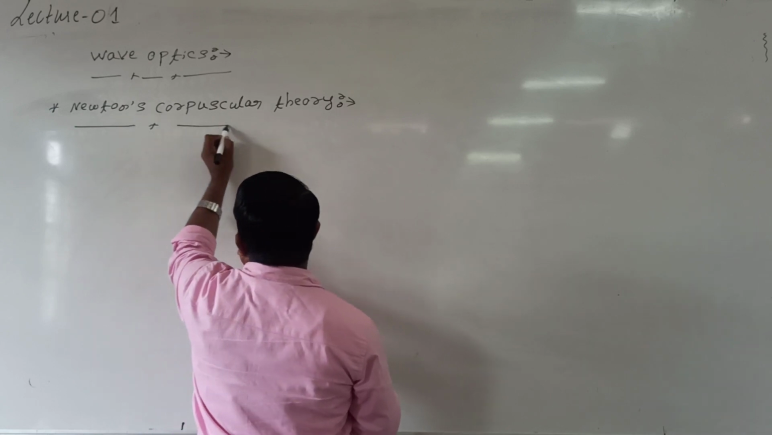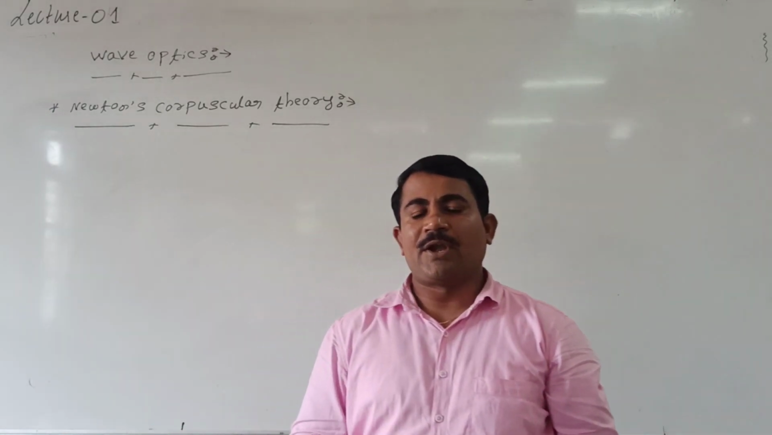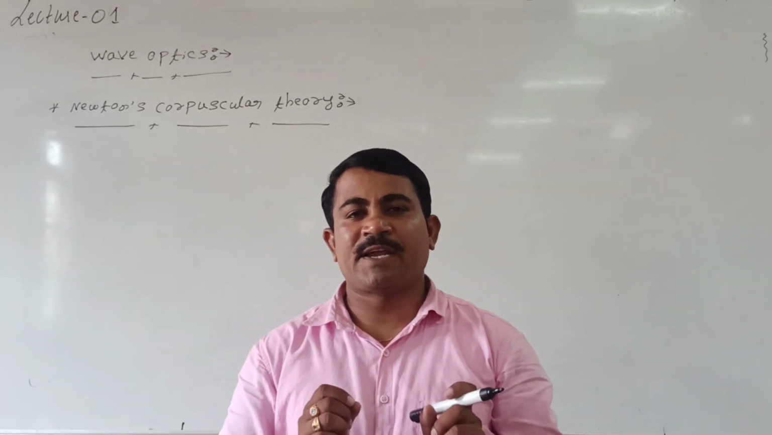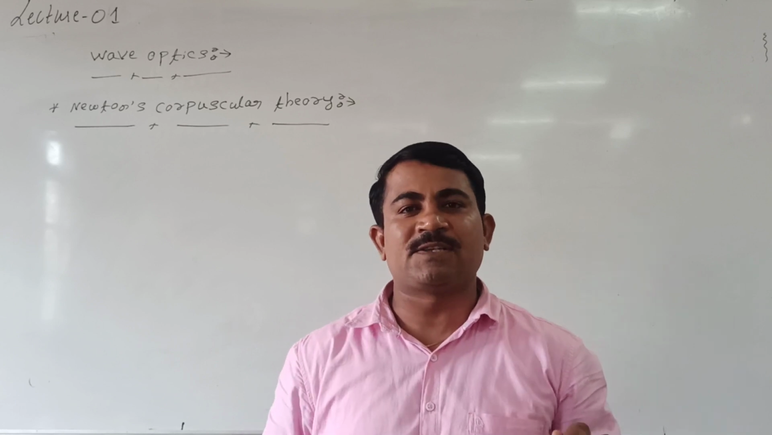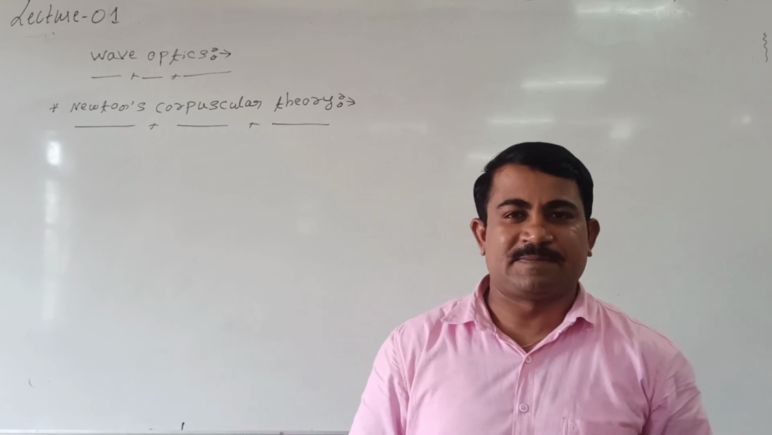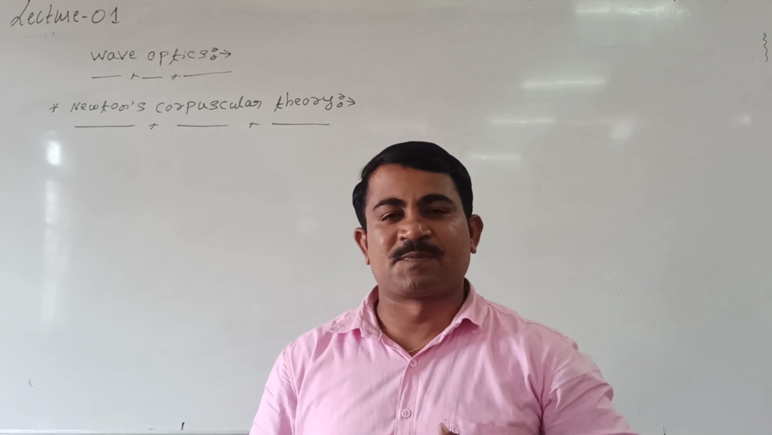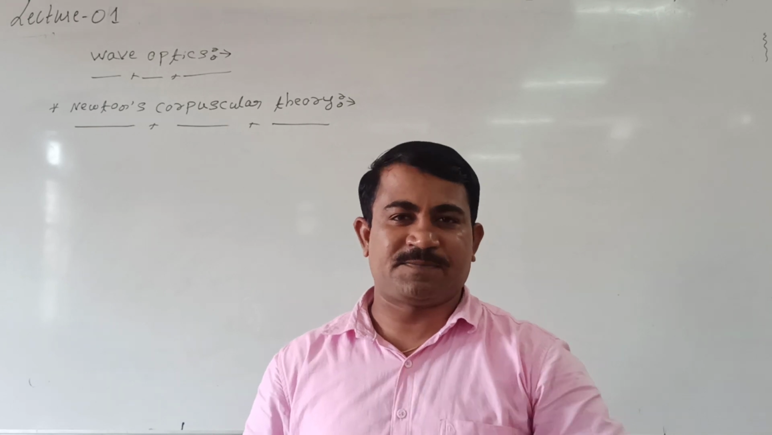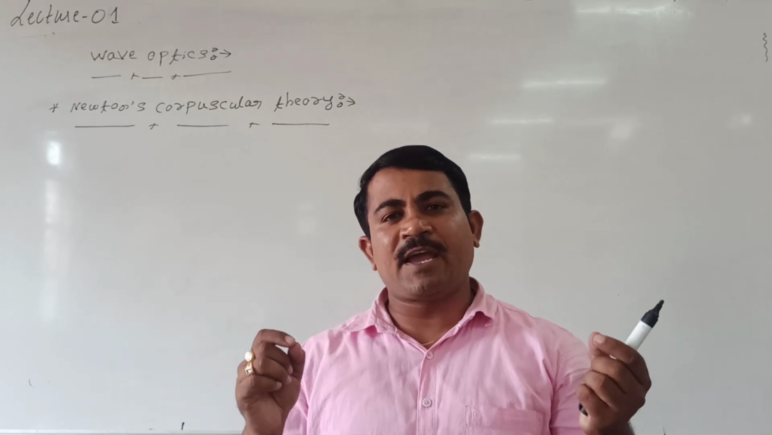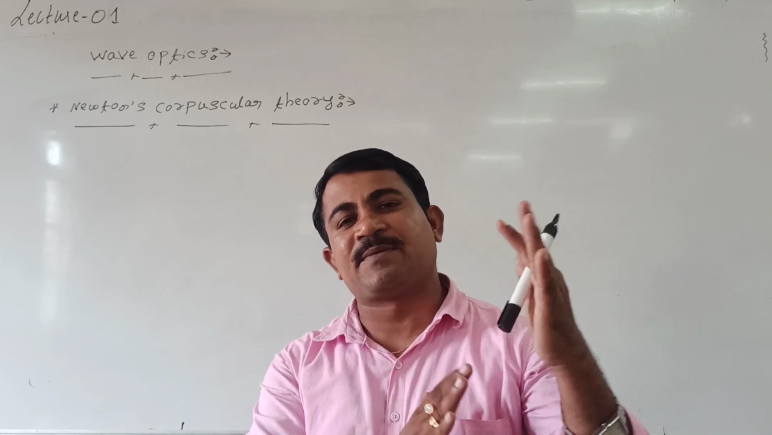See here. First theory concerning the nature of light. Newton says that light consists of small, discrete particles, which are called corpuscles. When light propagates in the medium, it consists of very, very small particles of different sizes. Those particles he called corpuscles. The light exists in different colors.